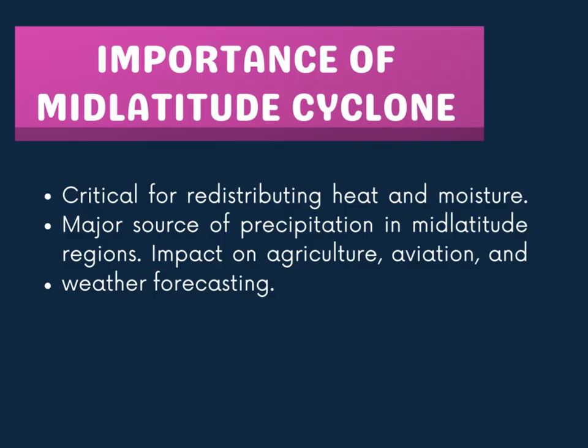Let's proceed to the importance of mid-latitude cyclones. Mid-latitude cyclones play a crucial role in redistributing heat and moisture around the globe. They transport warm air from the tropics toward the poles and cold air from the poles toward the equator. Okay, so this movement helps moderate the Earth's overall temperature, making the planet more habitable. These cyclones also bring essential rainfall to many regions, supporting agriculture and water supplies.